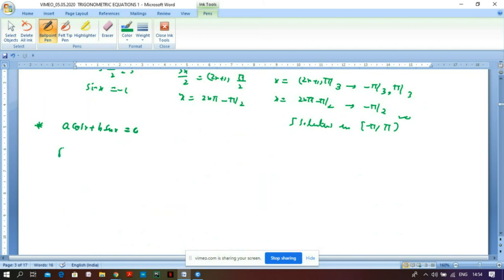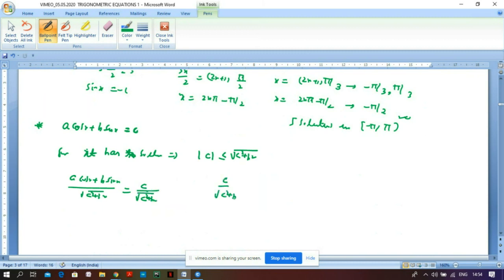So first observation: for this equation to have solutions, it implies that first of all mod c must be less than or equal to root a square plus b square. That we can see because let's write (a cos x plus b sin x) over root a square plus b square is c upon root a square plus b square. By choosing suitable values, I can transform it to sin of (x plus alpha) or cos of (x plus alpha). And because we know that mod of sin theta is less than or equal to 1, we'll get mod of c upon root a square plus b square less than or equal to 1.